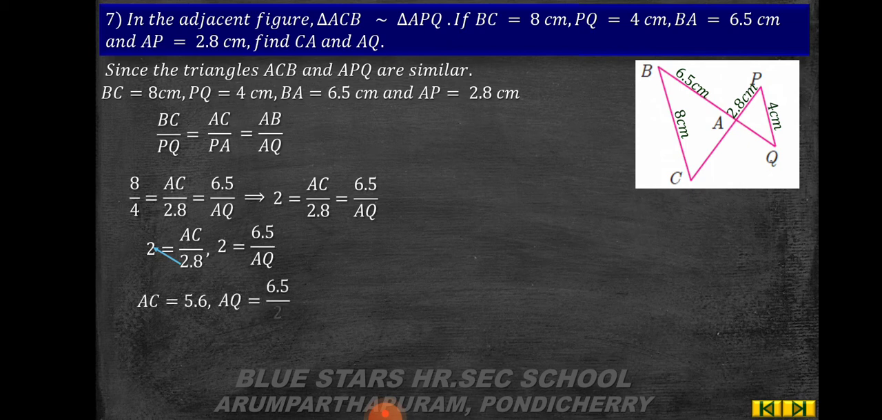So AC is equal to 5.6 and AQ is equal to 6.5 by 2. The value of AQ is 3.25. So now we have found the values of CA and AQ.